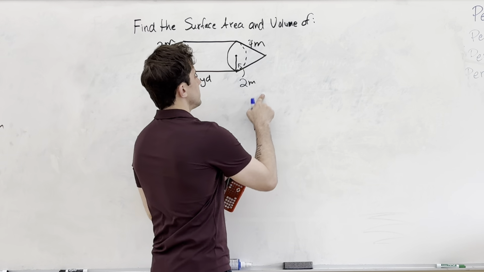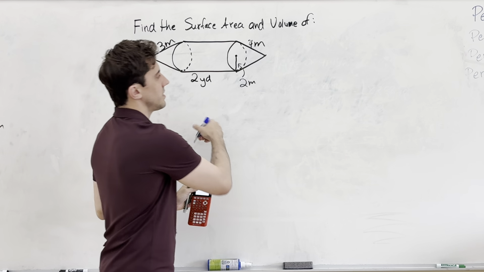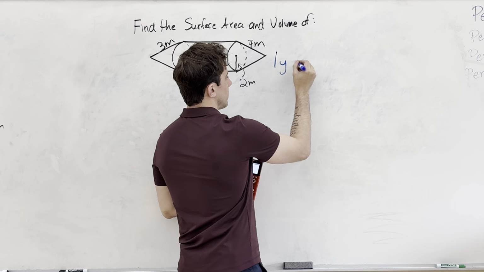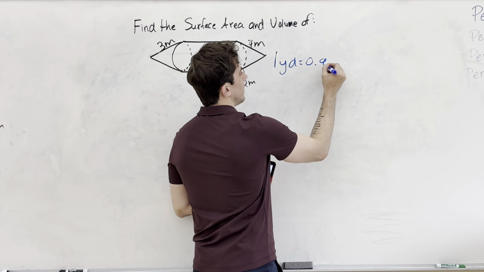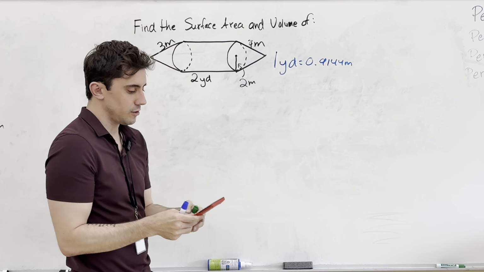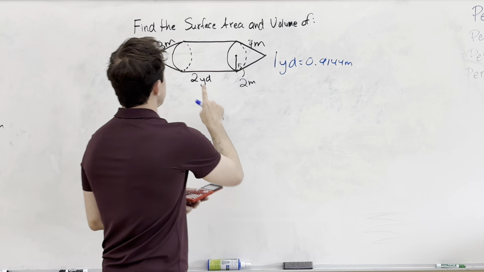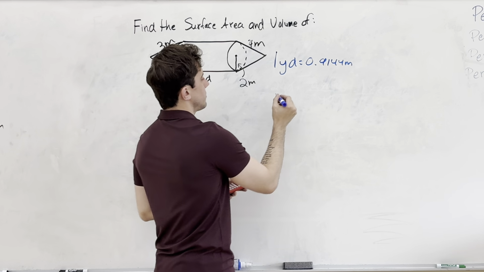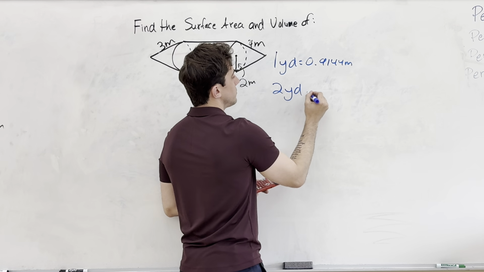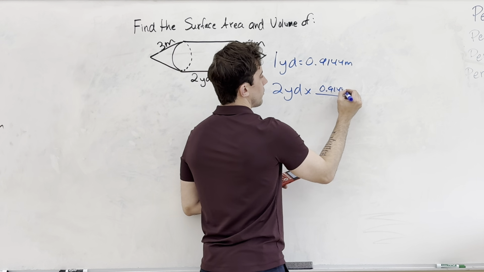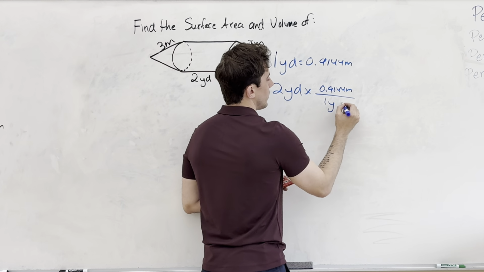Now, I'll remind you guys, the conversion between yards and meters is that 1 yard is equal to 0.9144 meters. That's a conversion you can find online, anywhere you want to look. And so, since we have 3 dimensions in meters, let's convert the yards into meters. So we'll do our classic unit conversion strategy. 2 yards times 0.9144 meters for every 1 yard.